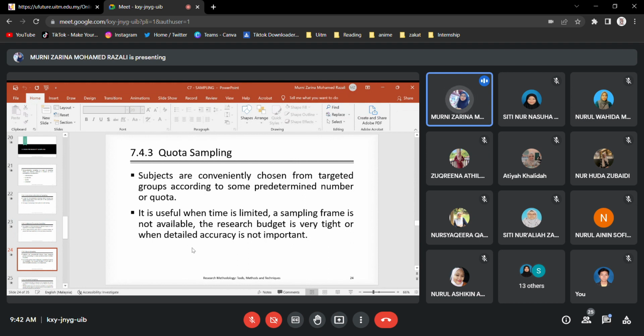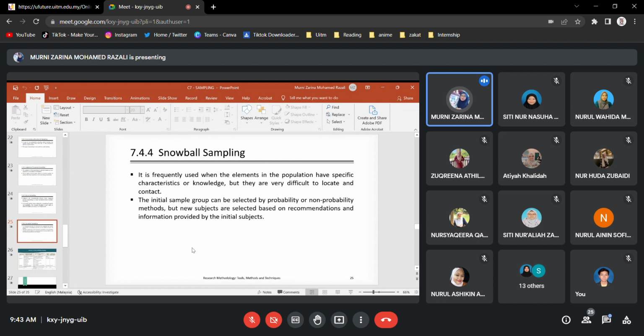And another one is quota sampling. Subjects are conveniently chosen from targeted groups according to some predetermined number of quota. Kalau you tengok, quota ni ibaratnya macam stratified tadi. Tapi bila stratified tu dia dah kena ada informations of elements tu. Tapi kalau you tak ada, then you nak go for that kind of sampling, kita boleh gunakan quota. And then snowball sampling.